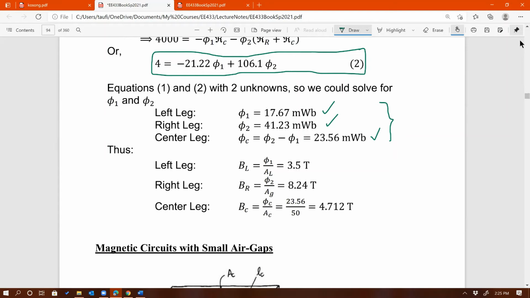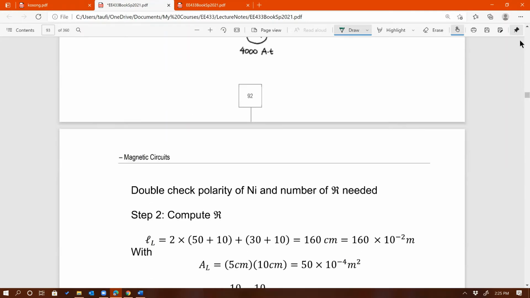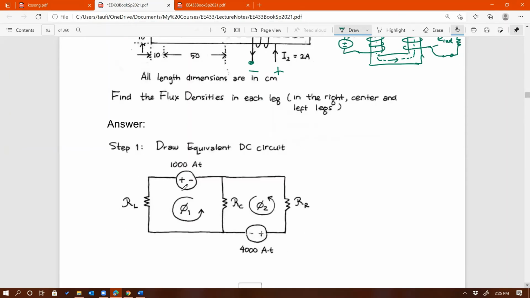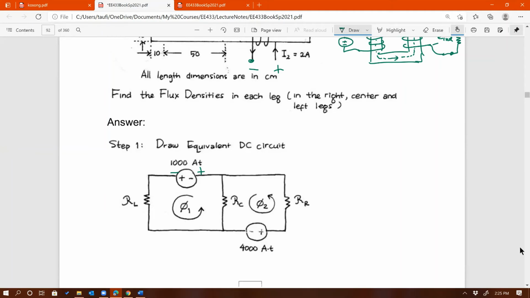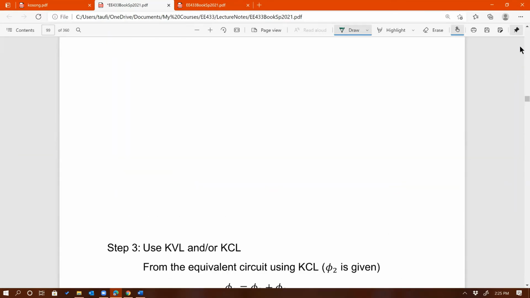Hopefully you can see the importance of knowing how to determine the polarity of the MMF. Because if the MMF is flipped, and somehow we didn't determine it correctly, if this is minus plus by mistake, then you're going to get different answers, because the sign in the equation will change. Any questions on this? All right, not. Let's move on.